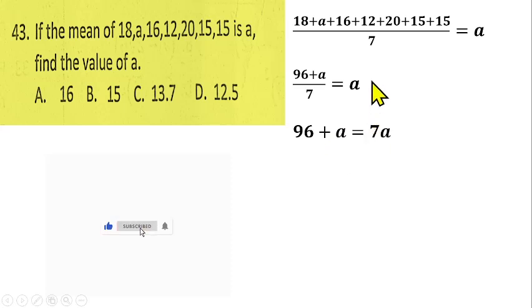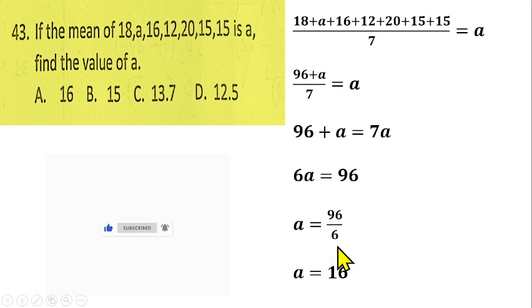96 plus a equals, if you cross multiply, 7a. So 96 equals 7a minus a. Take this a to this side, you have 7a minus a, that gives us 6a. From there, divide both sides by 6. So you have a equals 16, which is option A.